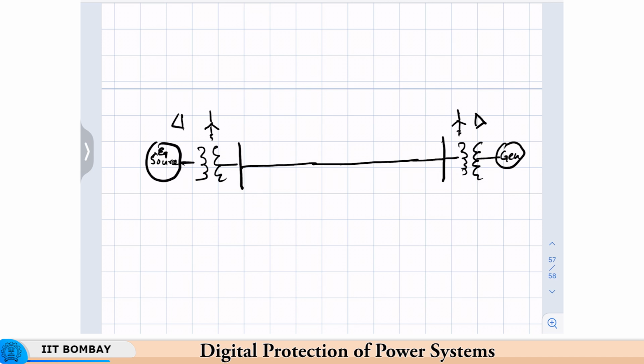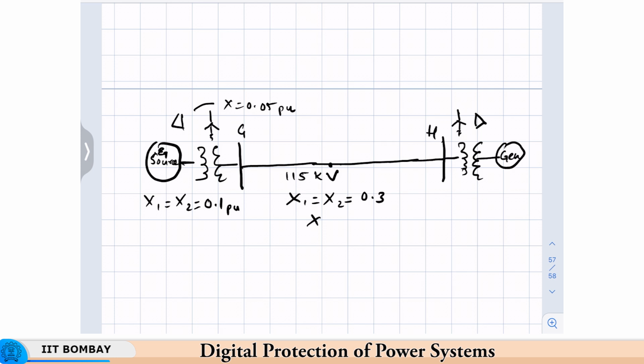and here this is the bus G, this is the bus H, and here x1 equal to x2 equal to 0.1 pu. For this transformer here, X is 0.05 pu or 5% leakage impedance. Since this is an American book, the voltages may seem a bit unfamiliar. There they use 115 kV instead of the 132 or 110 kV that we use here in India. So for this line, x1 equal to x2 is equal to 0.3, and you notice here that the x0 is quite high, which is 1. Both are in pu.